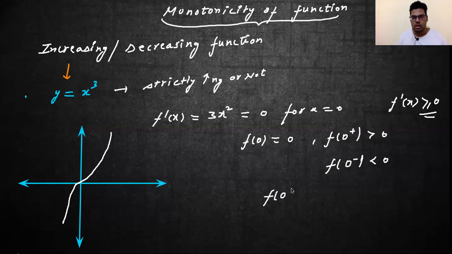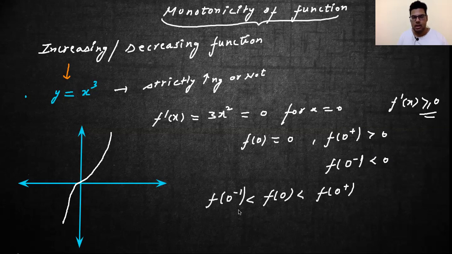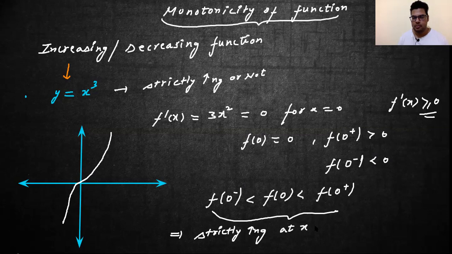So clearly f of 0 is less than f of 0 plus, and it is greater than f of 0 minus. This was the basic definition of a strictly increasing function. The derivative one, or whatever, comes later. This is the basic definition, and this is being followed by this function. So it implies it is strictly increasing at x equals 0. Since it is strictly increasing at x equals 0, it will be strictly increasing at all the other points, because at those points the derivative is clearly greater than 0.